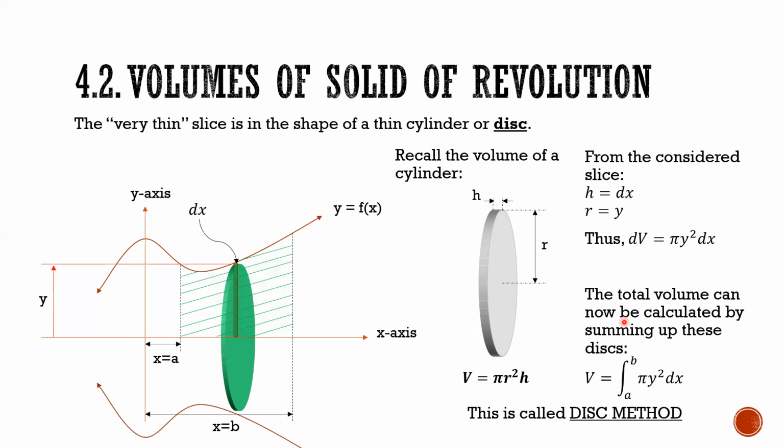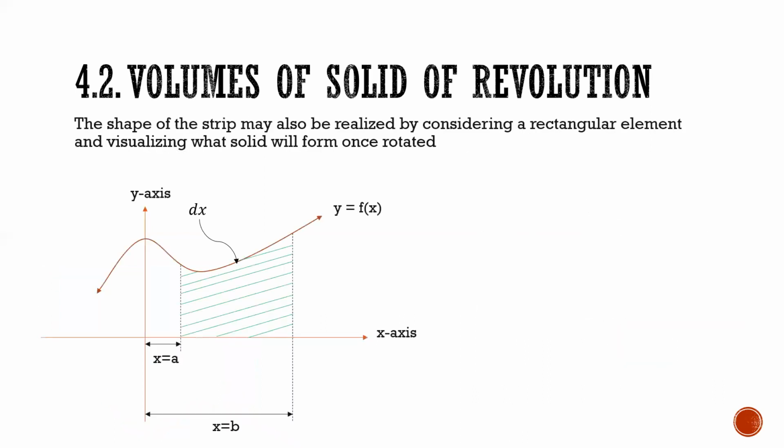Now, there are three methods that we will consider and discuss. These methods only differ in the different shapes of the solid of revolution created by a rectangular element. Now, the shape of the strip may also be realized by considering a rectangular element and visualizing what solid will form once rotated. So for example, since we want to rotate this area or this region, let's consider first our chosen orientation of rectangular element.